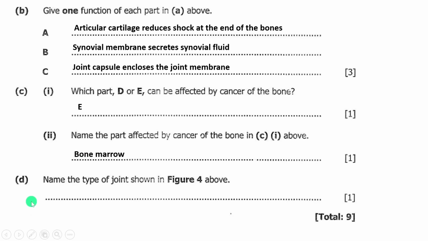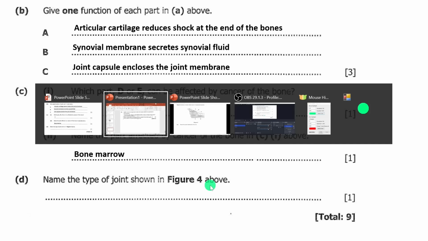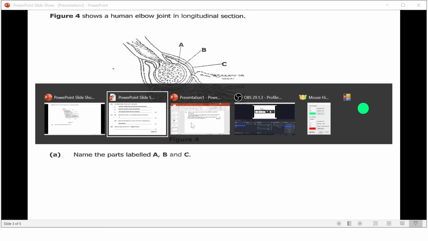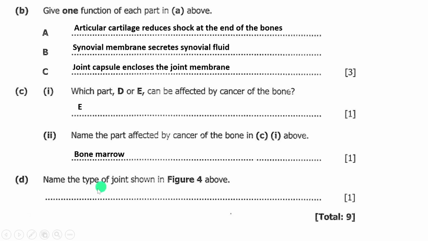Then D says name the type of joint shown in figure 4 above. So we need to understand what type of joint this is. You must understand that this joint here is actually a hinge joint or synovial joint.